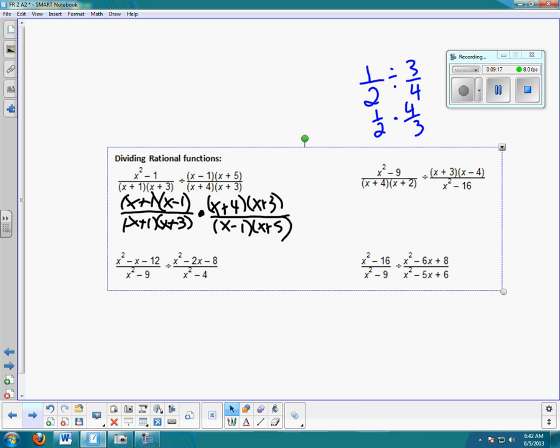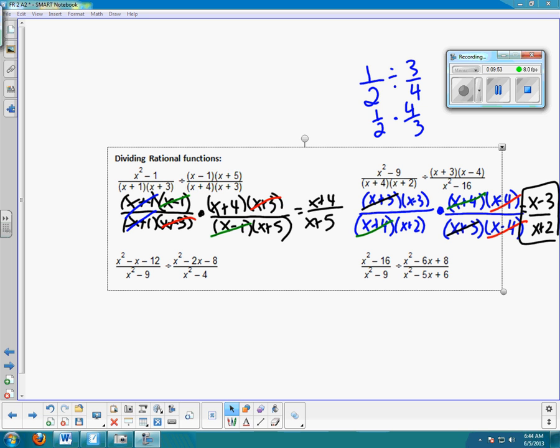All right, once it's already in factored form and turned to multiplication, we're allowed to start canceling. So I can cancel out the x plus 3's. I can cancel out the x minus 1's. And I can cancel out the x plus 1's. And for my answer, on the top, I have x plus 4, and on the bottom, I have x plus 5. All right, why don't you try the second problem? And don't forget to start by simplifying as well as flipping.